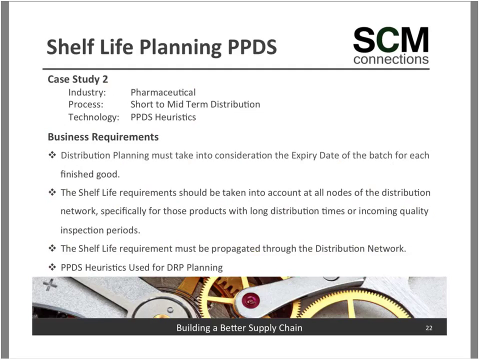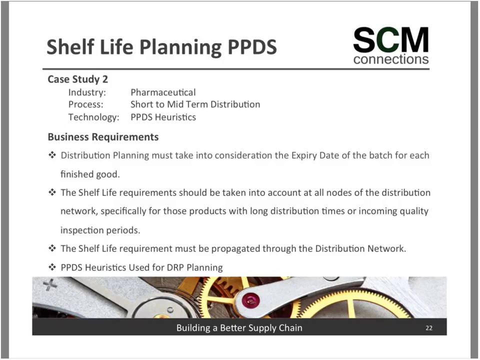The case study we're going to go through today is for some work we did at a pharmaceutical company, and they were using PPDS heuristics for their short to mid range distribution planning. Distribution planning had to take into consideration what they called expiry date or shelf life date for the batch for each finished good, not only from a stock perspective, but also any planned inventory obsolescence that may happen because of lot sizing or some fixed lot sizing parameters that they have.